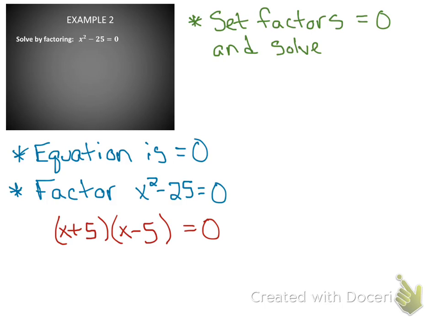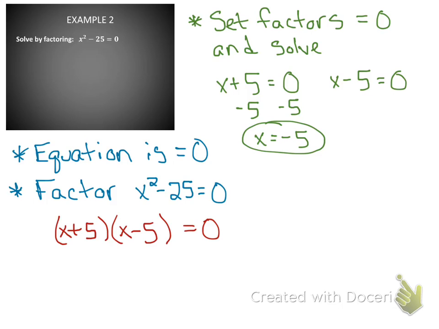Next thing we want to do is set the factors equal to 0 and solve. So we'll take x plus 5 equals 0 and x minus 5 equals 0. In the first equation, we'll subtract 5 from both sides to get x equals negative 5. And in the second equation, we will add 5 to both sides to get x equals positive 5. And so our solutions to this equation are x equals 5 and negative 5.